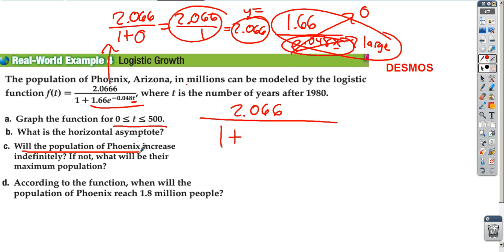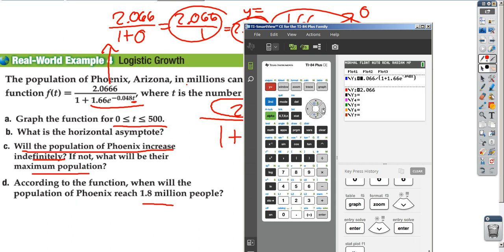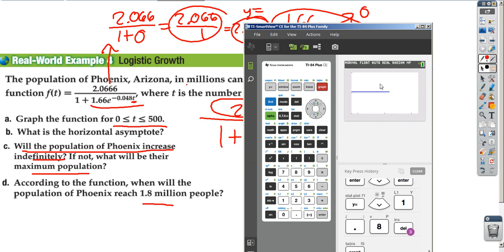C, will the population increase indefinitely? No. And what's their max population going to be? It's going to be that number right there, 2.066. According to the function, when will the population reach that number? Well, here's how we can do that. Let's graph 1.8 and then find the intersection. So 1.8 is right here. We will graph that. And actually I want to zoom out right here so we can see that picture better.